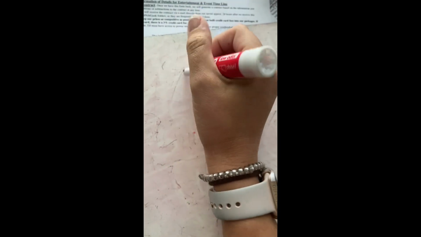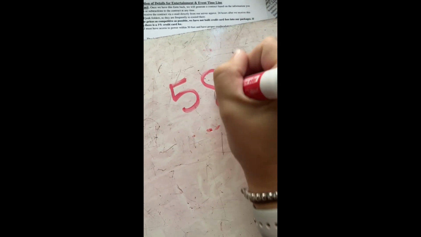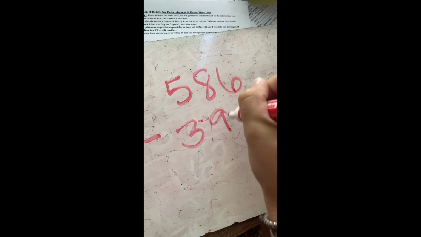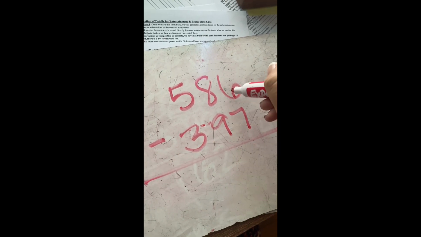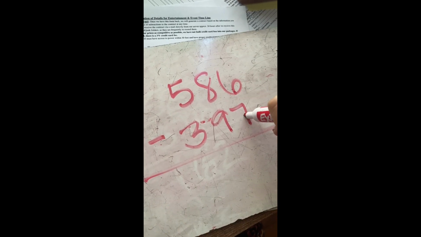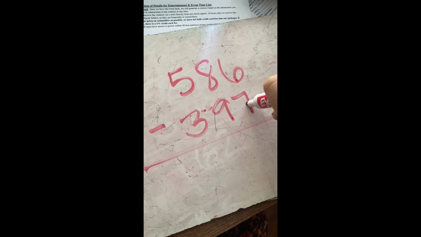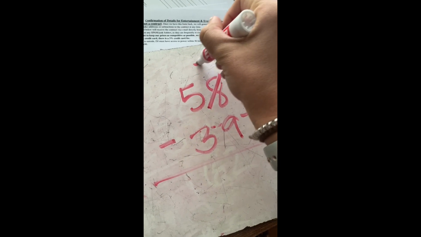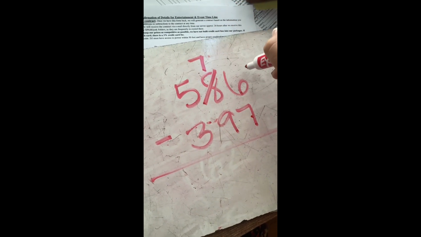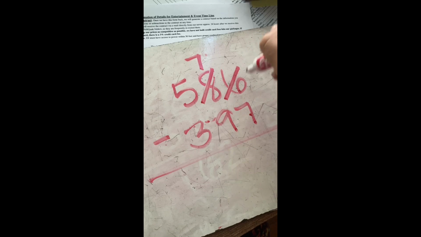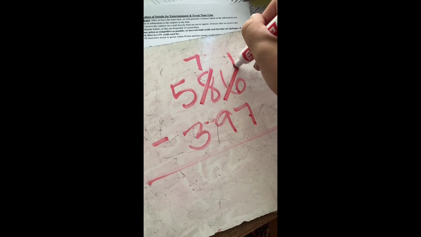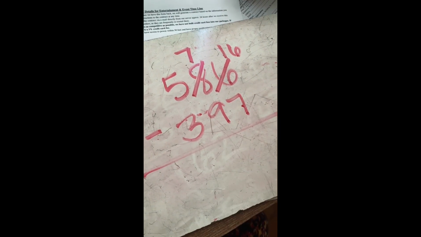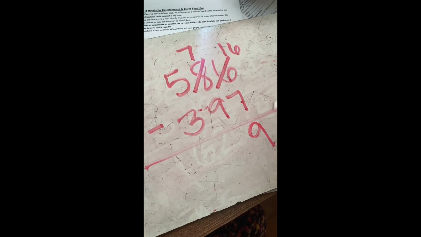All right, if I'm going to solve this problem, 586 minus 397, I'm going to start with my ones place, 6 minus 7, and I cannot take that away, so I go over to my tens place. They can give me 1 ten, which makes this 7 tens. And if they give 1 ten to my 6, I now have 16. 16 minus 7 is 9.